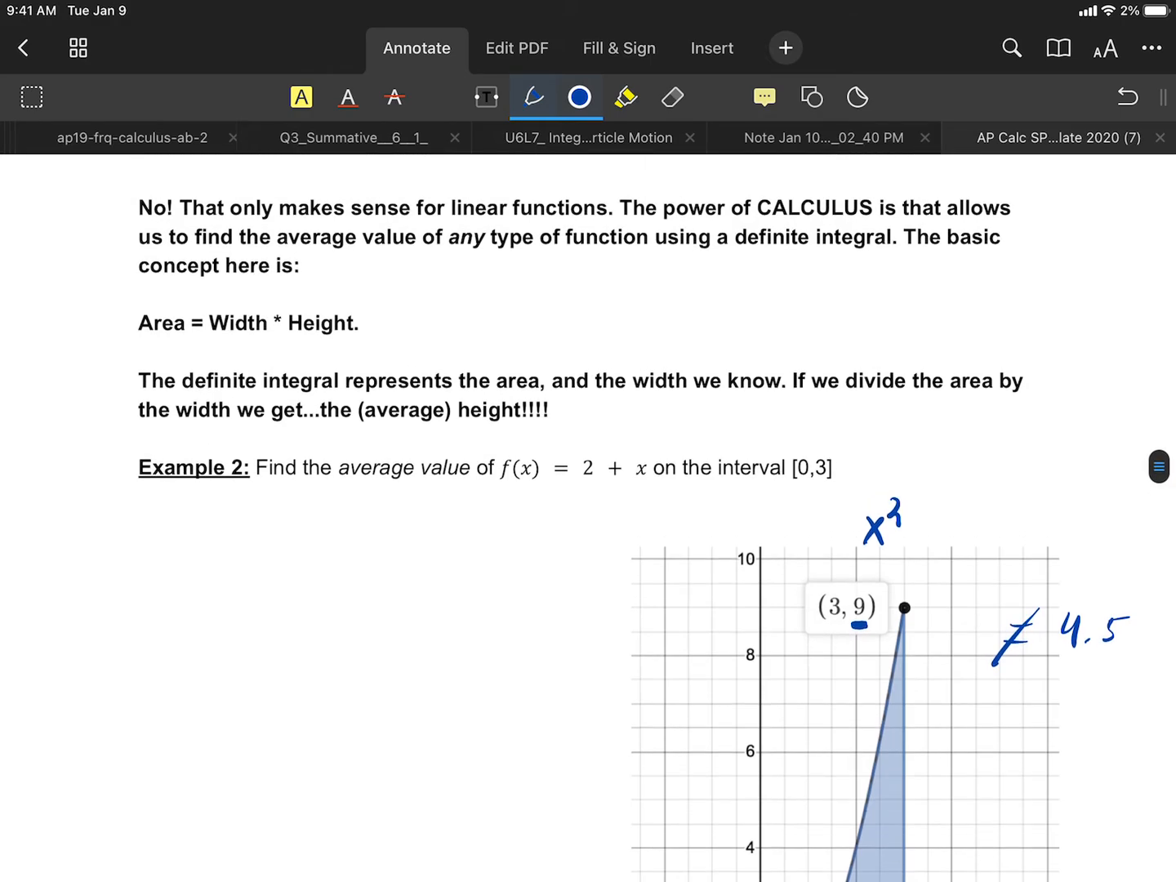Another way to think about this, right, the power of calculus is that we can do this for any function. And basically what's going on is we're just using area equals width times height. And if we know the definite integral represents the area, if we can find the area using the definite integral and divide by the width, right, that's the b minus a part, and the area is the definite integral from a to b, that gets us the average height. And so, sorry, I forgot to replace this here. This should say x squared.